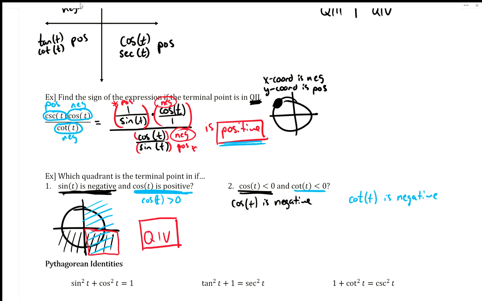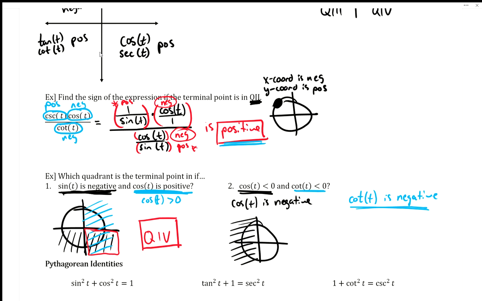Okay, anyway, what I would do again is I would still draw my unit circle. Okay, and then start to mark it. So cosine of t is negative. Well, cosine of t, those are x-coordinates. X-coordinates are negative to the left of the y-axis. So it's one of those two quadrants. And then cotangent of t being negative. Okay, so I'm marking that still in the blue. Cotangent of t being negative.